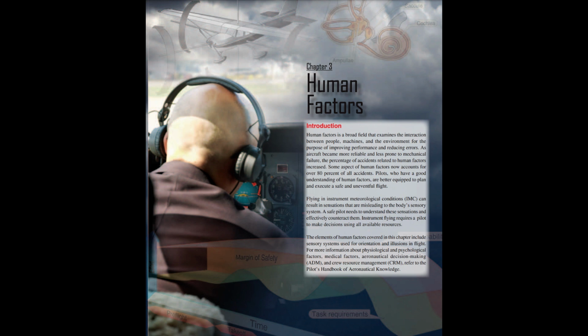Sensory systems for orientation. Orientation is the awareness of the position of the aircraft and of oneself in relation to a specific reference point. Disorientation is the lack of orientation, and spatial disorientation specifically refers to the lack of orientation with regard to position in space and to other objects.